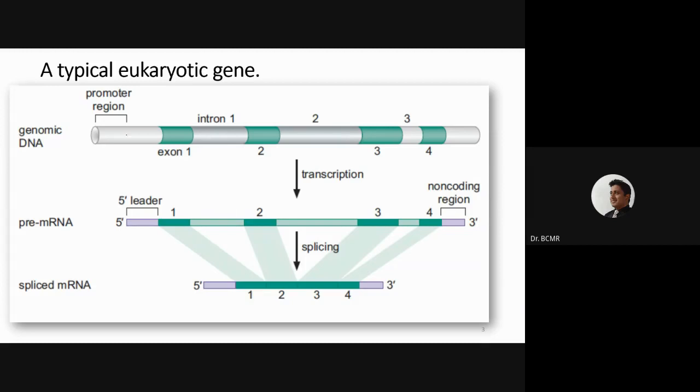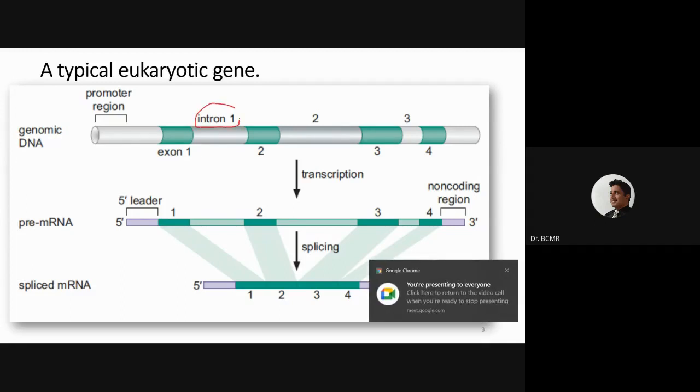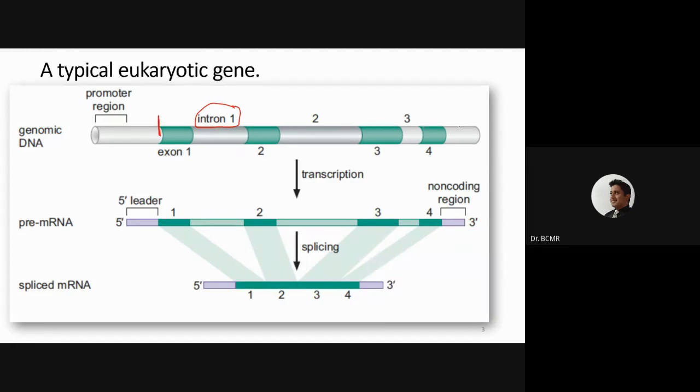So eukaryotic genes, most of them are interrupted, meaning that they have introns between coding regions. This would be the start codon, and the last one could have been the stop codon. And within those, there are non-coding regions within the gene, and they are called introns. Eukaryotes, if you see with increasing complexity, you will find more and more introns.